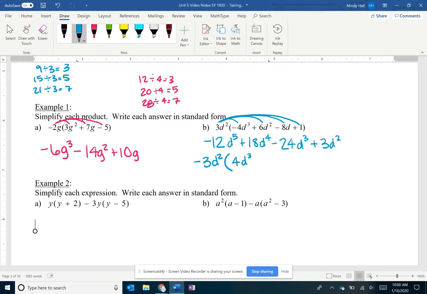Then 6d squared, and actually, you know what? We don't have to do this part. I lied. Let's make our life simpler.